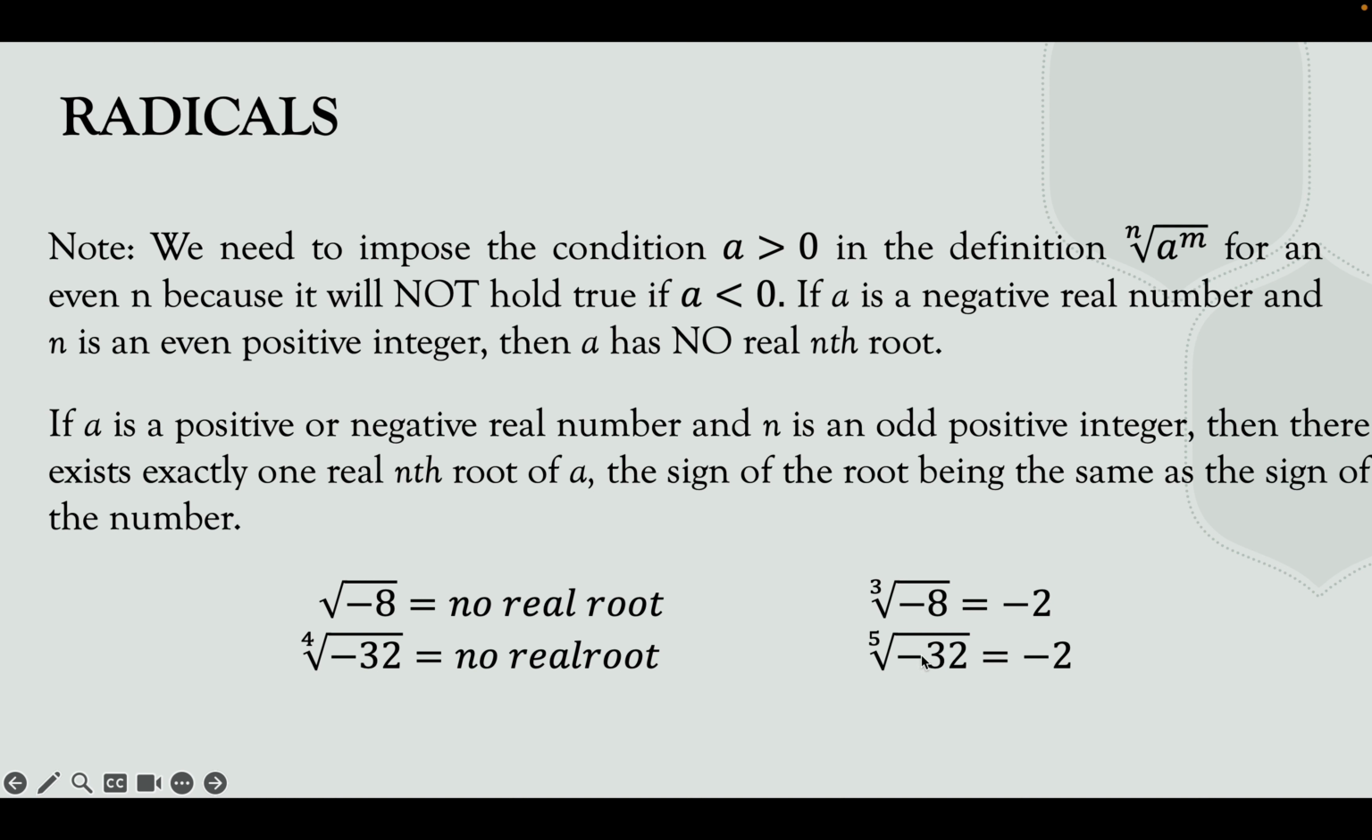Another example, we have the fifth root of negative 32. The radicand here is a negative real number and the index is an odd positive integer. That means there is a solution for this one. That is negative 2, the answer for that one.